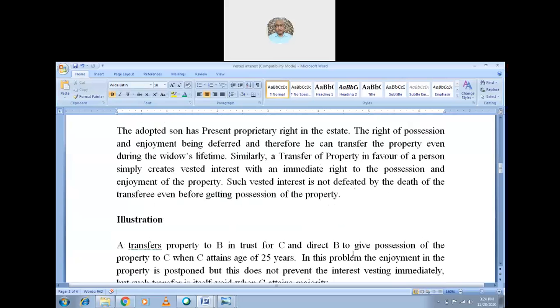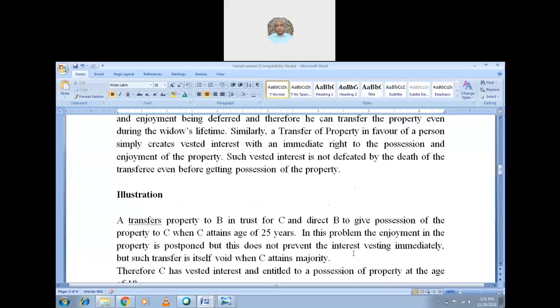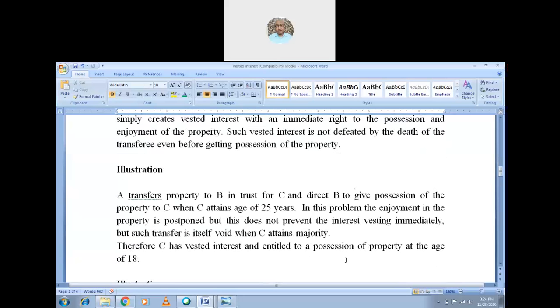So let us see another illustration so that we can understand the total crux of Section 19, that is vested interest in the Transfer of Property Act. A transfers property to B. A is the owner of the property, and he transfers the property to B. As per Section 6, any property can be transferred except the exceptions, clauses (a) to (i) with double D, in total ten.